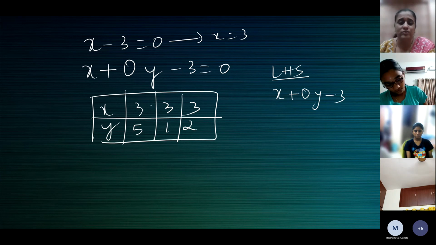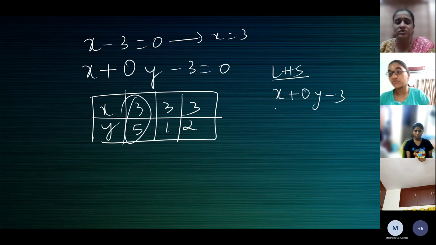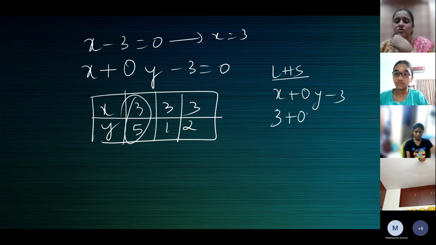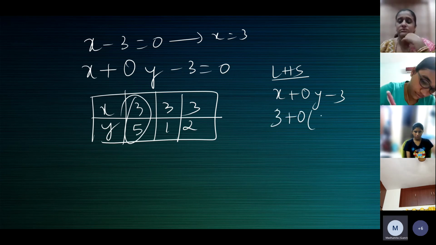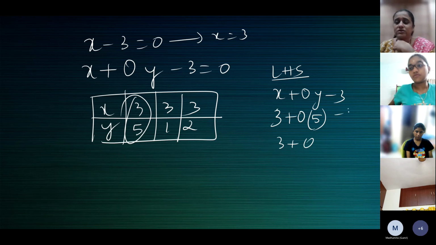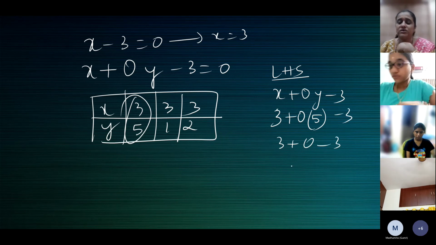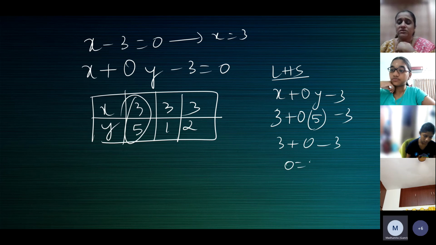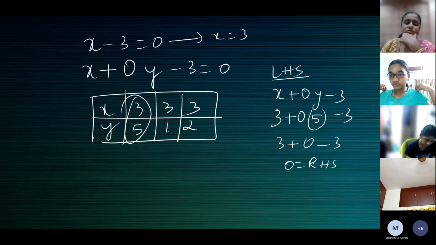What is the value of x? Supposing we try to check this one. The value of x is 3, ma'am. 3 plus 0 into 5, ma'am. 3 plus 0 into 5 is 0. Minus 3. What is 3 minus 3? 0. Is it the RHS? Yes, ma'am. So this is what will work.